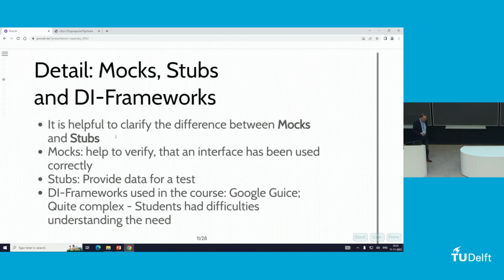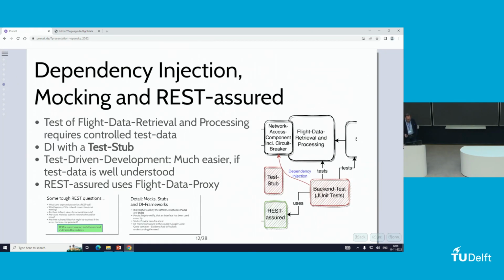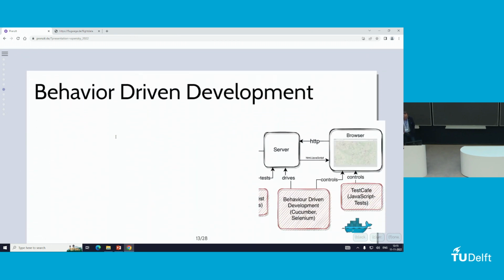What I also did in the course, I have used dependency injection frameworks. If you have heard of Google Guice, that's a framework that can be used for that kind of stuff. It's really interesting, but it was really difficult for the students to understand the need for that. So there was just a short side note in that course. Okay, so that's dependency injection, mocking, and REST Assured.